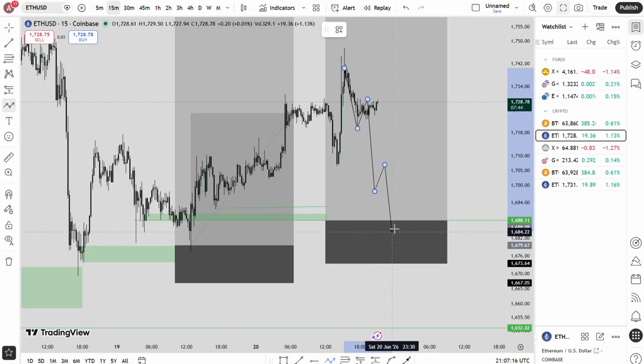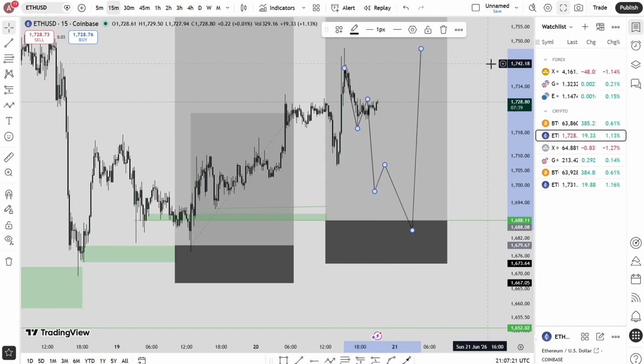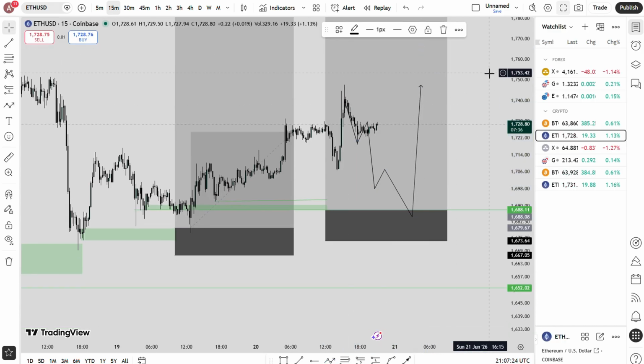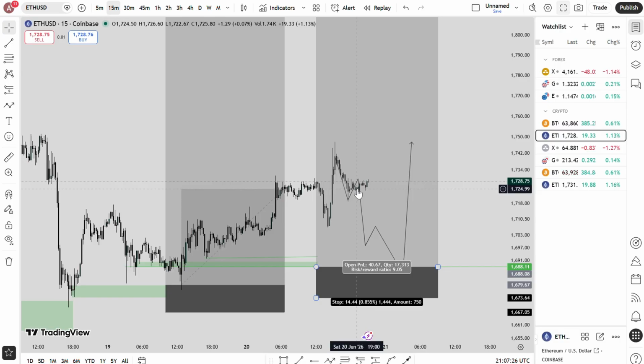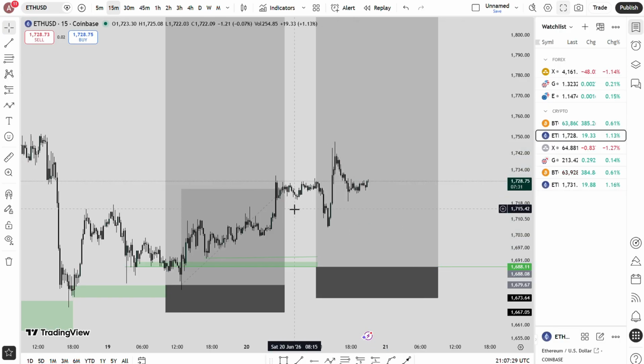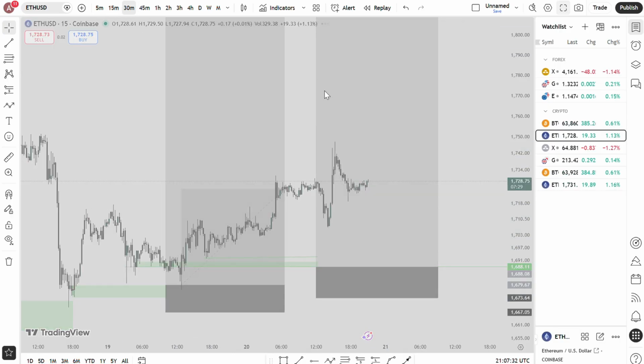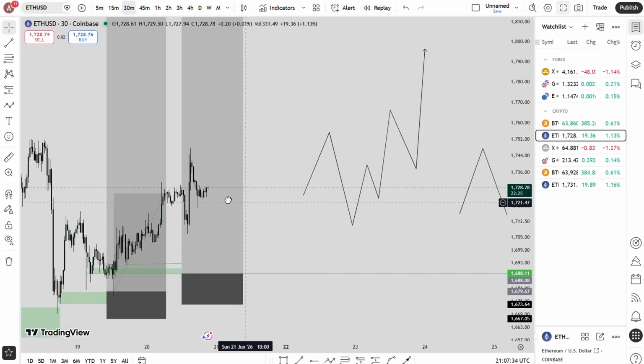Tapped into this, my entry, then pushed up, maybe come to this level here. So I can either take early profits from any of this, then see how price runs up, or I open a double position and leave the other position to run. So that's basically what I'm looking for.